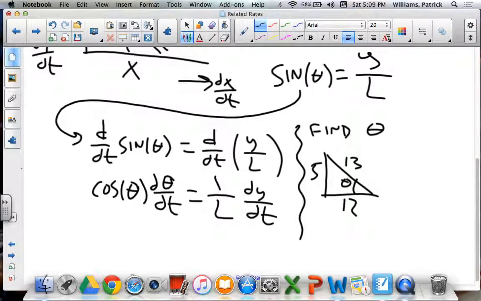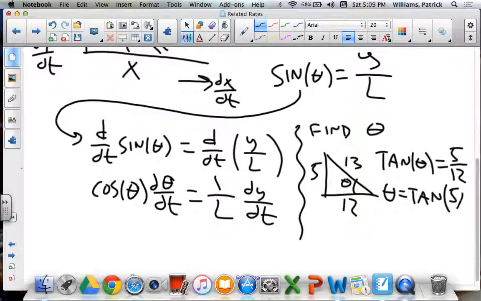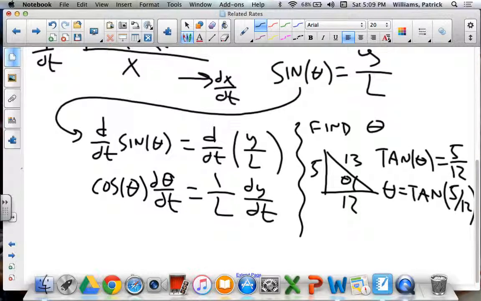Again, pick whatever trig function you want to pick. It doesn't really matter. Let's just use tangent in this case. We have tangent of theta is equal to 5 over 12. So theta is the inverse tangent of 5 over 12. Okay, so there we go. We got theta.